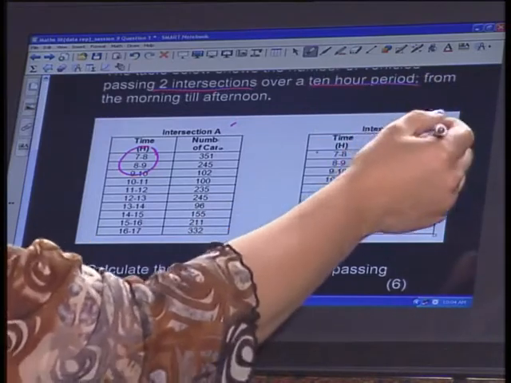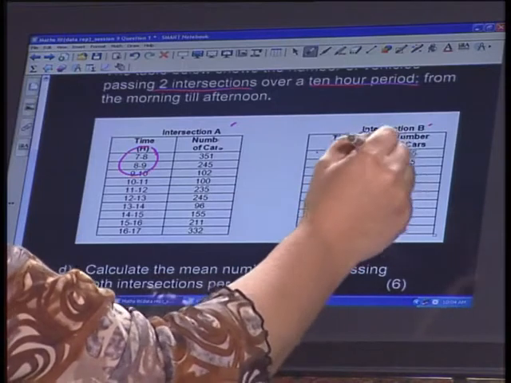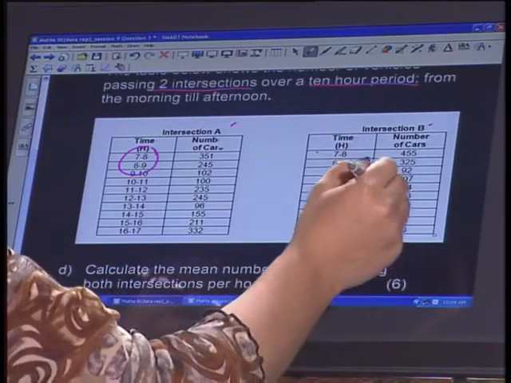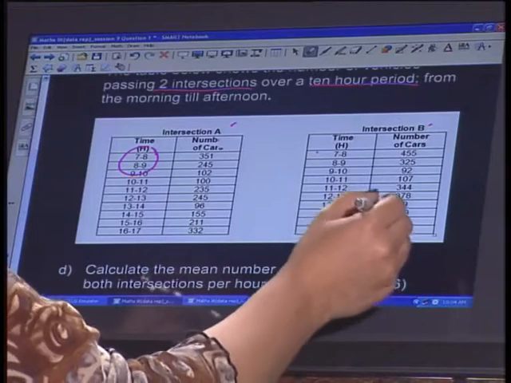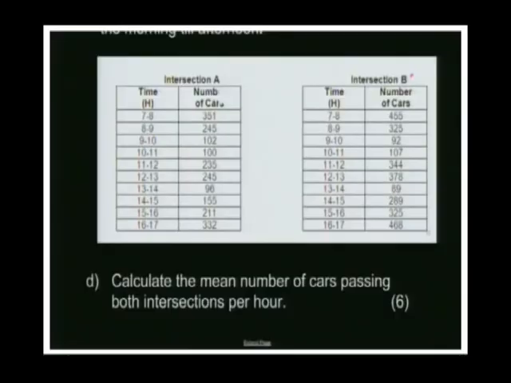Right, the same thing with intersection B. We've got a lot of cars 7 to 8, and it goes down a little bit, goes up at about lunchtime, goes down, and then goes up again in the afternoon. So I'm assuming that this is on the way to work, and that's the kind of information we're going to be looking at. So let's now see what the questions ask us.